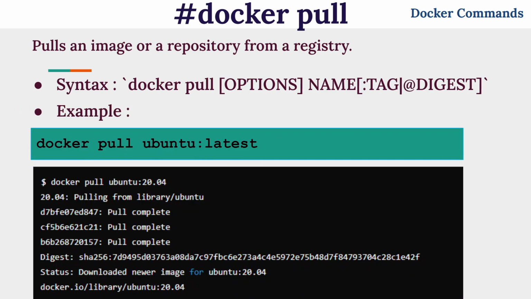The Docker pull command is essential for downloading Docker images to your local environment. Whether you're pulling the latest version, specific tags, or using private registries, mastering this command is crucial for efficient Docker usage. Let's see the next command.